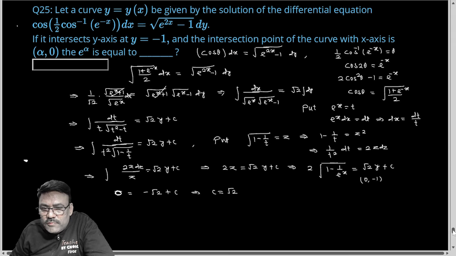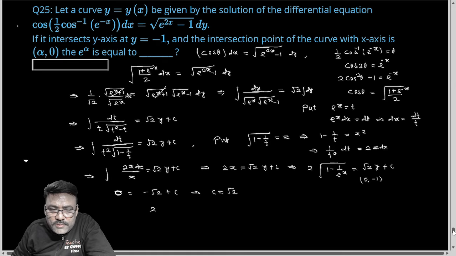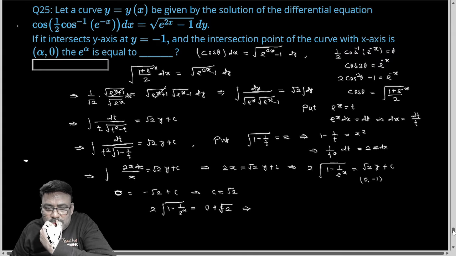Now alpha comma 0 also satisfies it. So I will get 2 times under root 1 minus 1 by e raised to alpha. X is alpha, y is 0, so 0 plus c, and c is actually root 2. So if I do squaring here, I'm getting 2 times 1 minus 1 by e raised to alpha is equal to 1.